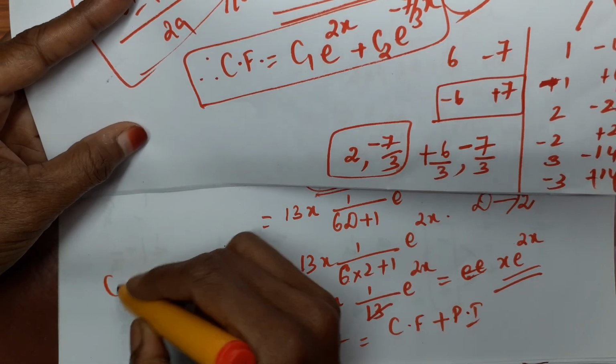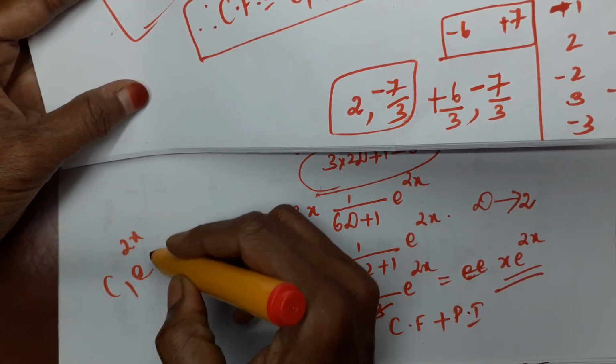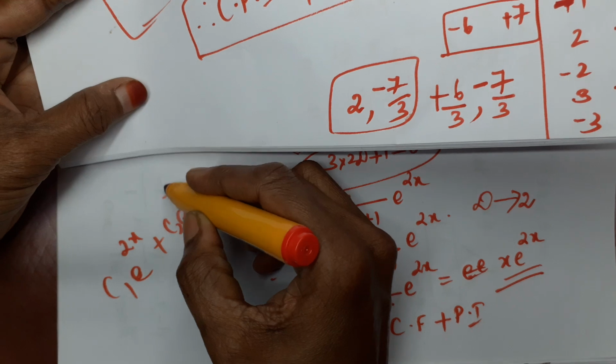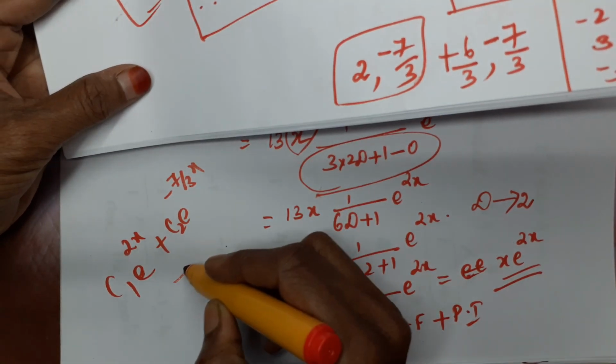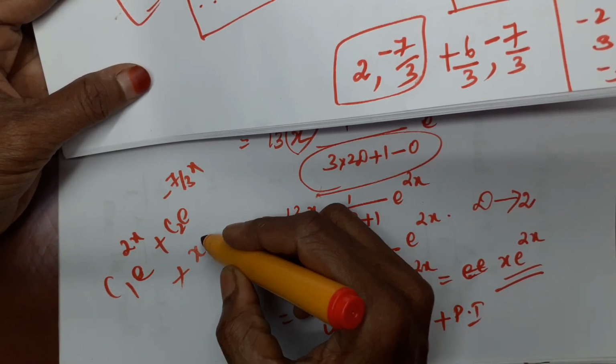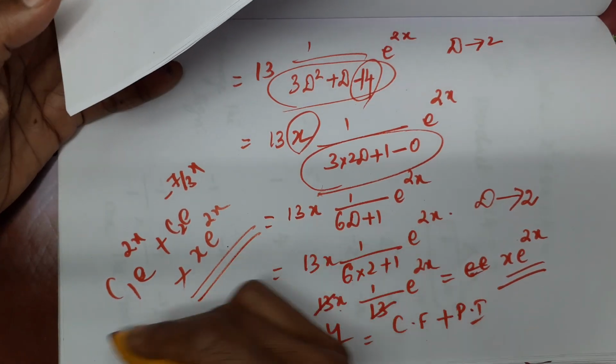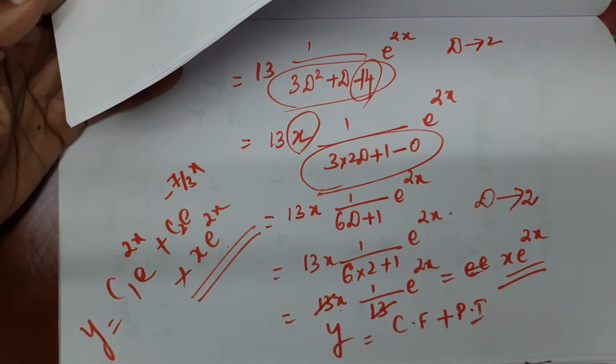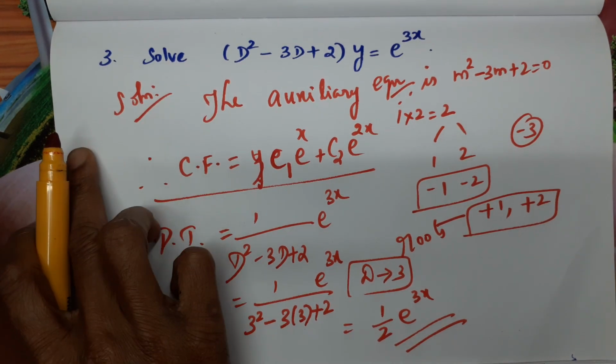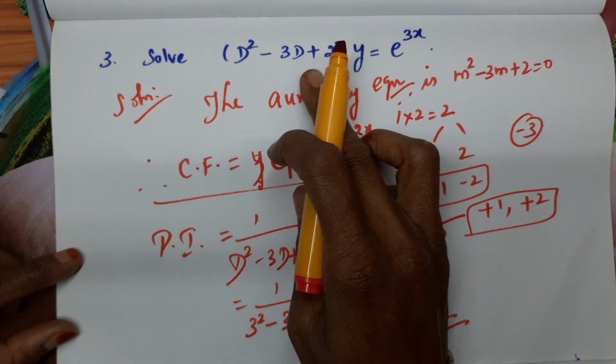CF is C1 e power 2x plus C2 e power minus 7 by 3x, plus particular integral is x e power 2x. This is my solution. Is it clear?